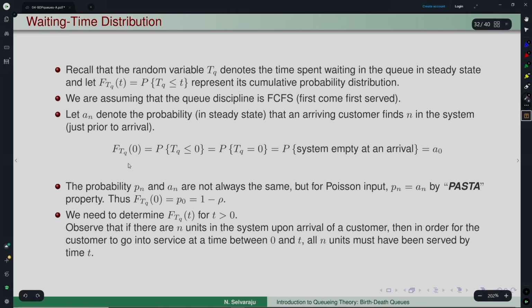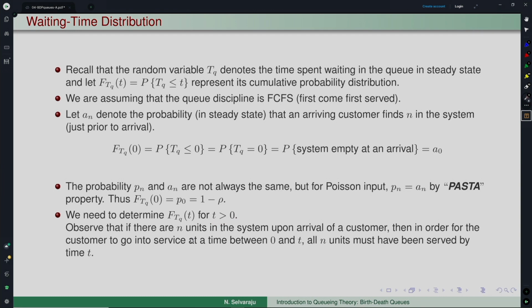But these P_n and A_n are not in general equal. As we just showed, for a Poisson input process, P_n is equal to A_n by the PASTA property. And that means A_0 is equal to P_0, which is equal to 1 minus rho. So, this F_TQ at the value 0 is equal to 1 minus rho. We now need to determine this quantity for t strictly greater than 0.